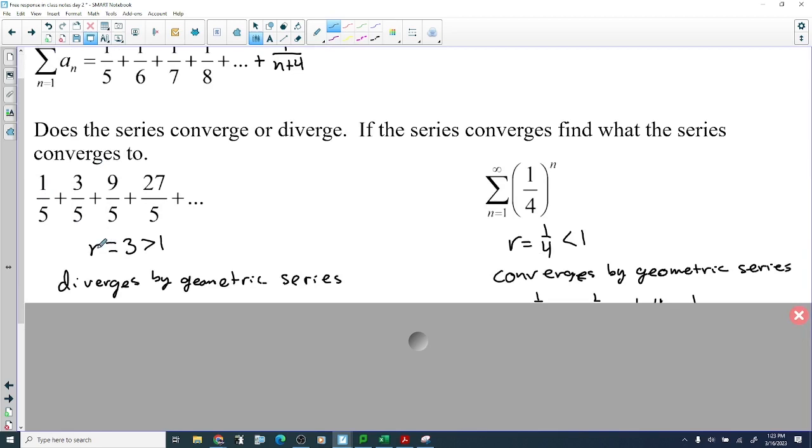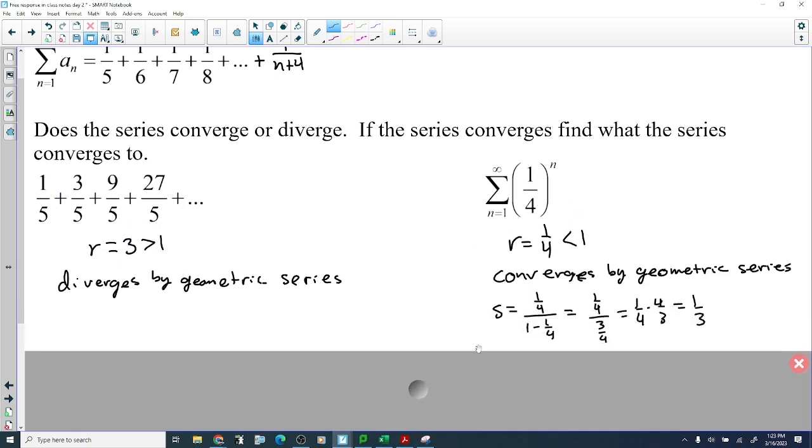So this, the r in this one, this is geometric. The r is 3, but that's greater than 1. This diverges by geometric series. This one is also geometric, but the r is 1/4. That's less than 1. So this converges by geometric series, and it converges to 1/3.